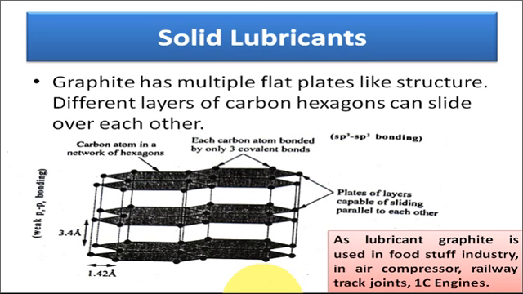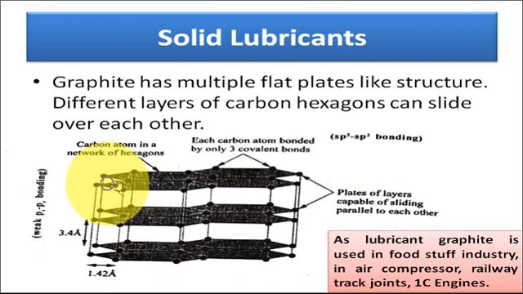Now the question comes that graphite is a solid substance. So how does it act as a lubricant? Basically, graphite has multiple flat plate-like structures, and these different layers of carbon hexagons can slide over each other. See, look at here, these are the carbon atoms network in hexagons. This is the graphite structure, and these hexagon layers can slide over each other.